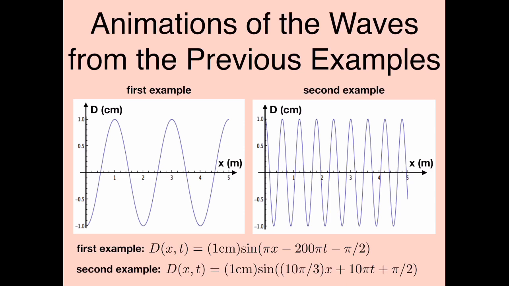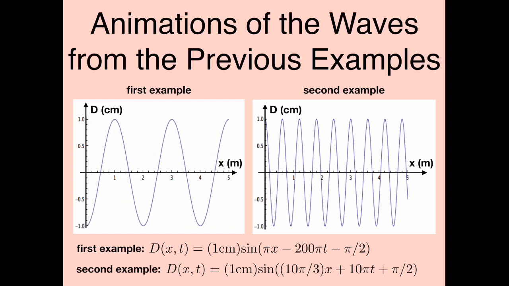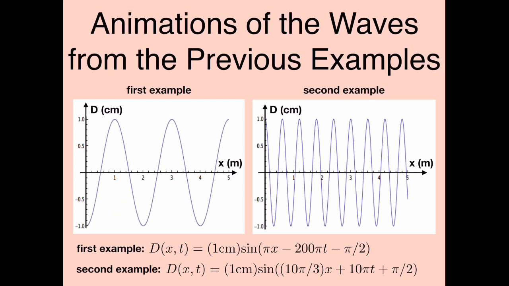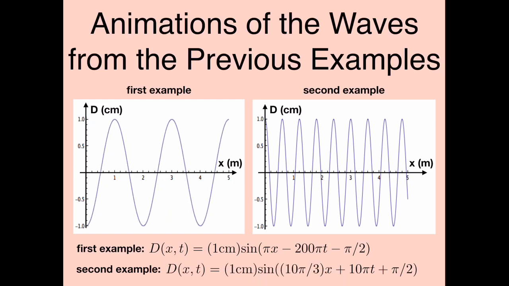We're going to have displacement of the wave on this axis here, measured in centimeters. And then we're going to have x in meters on this axis. So displacement versus position. So right now you're just seeing a still image, but when I play the animation, you'll see the wave in the first example moving to the right. And this one is moving much faster than the other wave. This moves to the right, remember, at 200 meters per second, so you're seeing it go by very quickly.